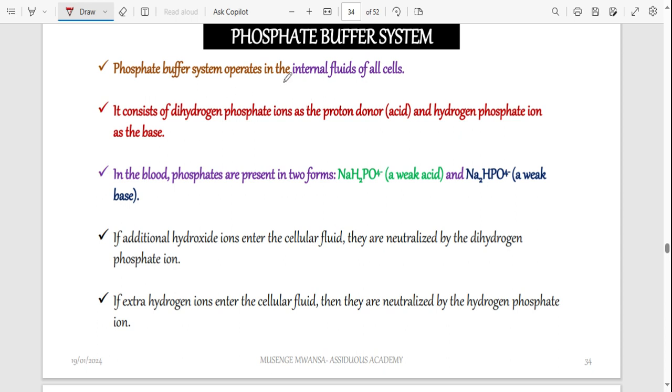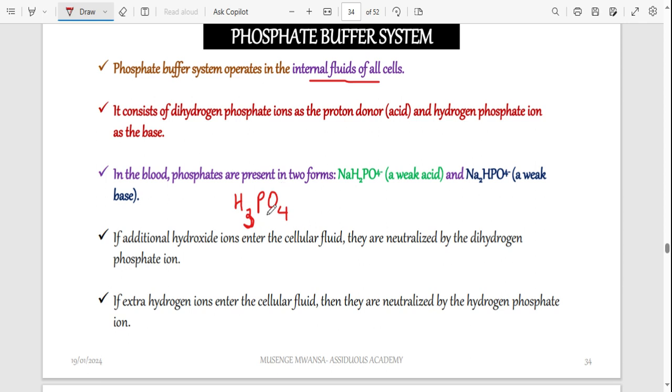The next buffer is the phosphate buffer system. The phosphate buffer system is going to operate in the internal fluids of all cells. Okay, it is in the internal fluid. That's important to take note of, all cells. Now, in the phosphate buffer system, first you have got the acid. Let's talk of phosphoric acid. Phosphoric acid is H3PO4. Okay, actually not like this, it's supposed to have a 3 because the phosphate has got a valence of 3. So this is phosphoric acid.